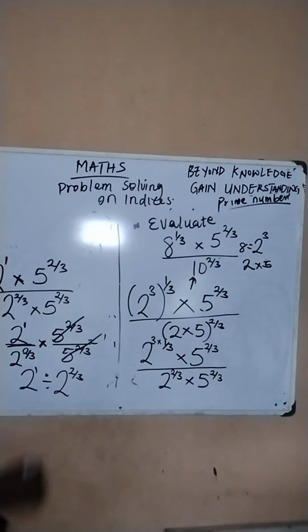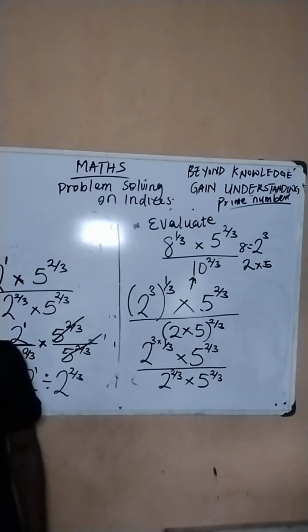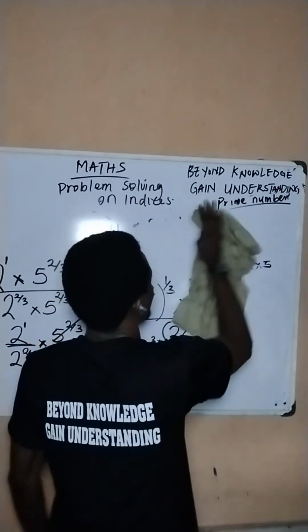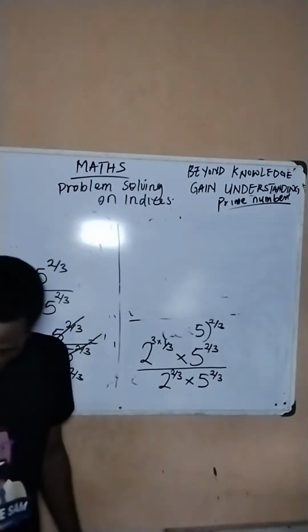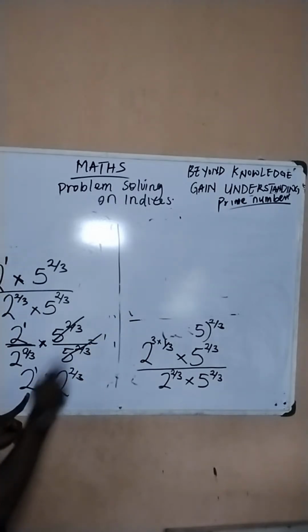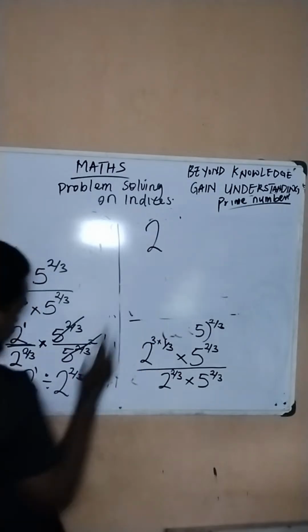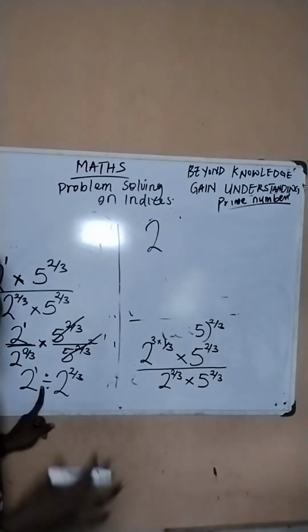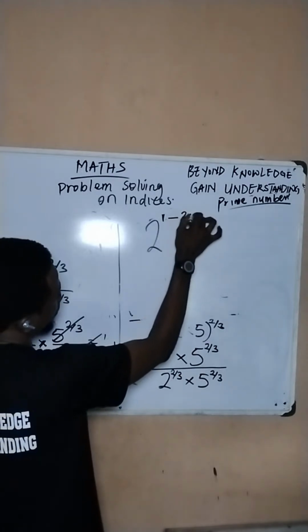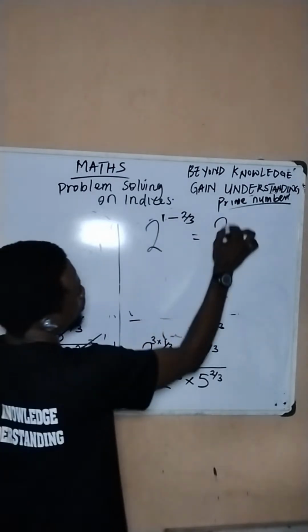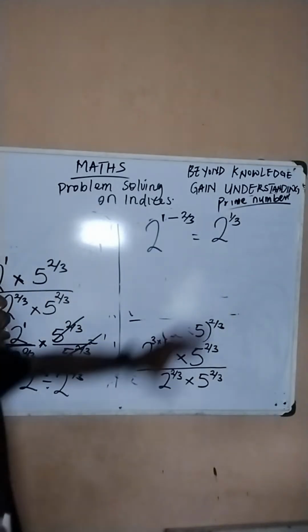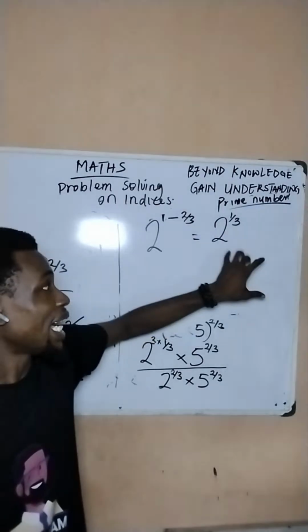Now, this is 2 raised to the power of 1. I can now apply the division law of indices. And how do I go about doing that? Quite simple. Since the bases are the same, I'll bring one of the bases and then subtract the power, because division of indices simply means subtraction of the power. 1 minus 2 over 3, and that will give us 2 raised to the power of 1 over 3. So this is one of the ways that you can solve this problem, and this is our final answer.